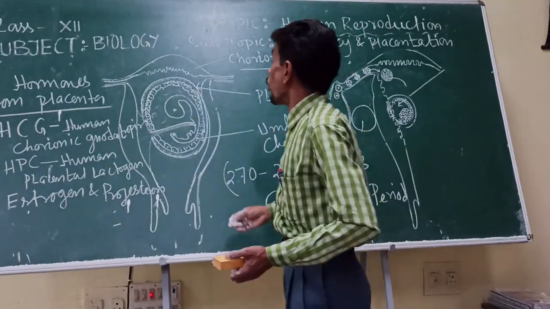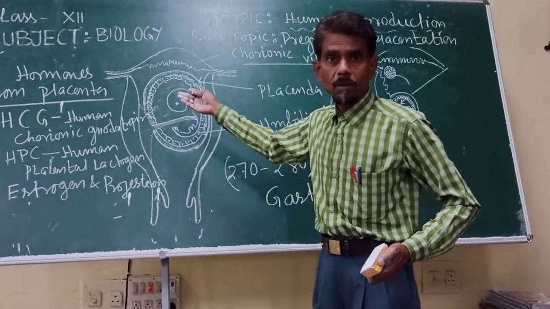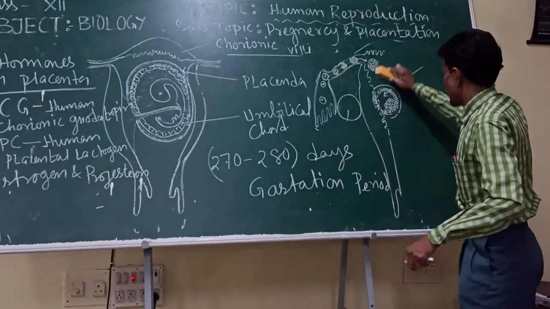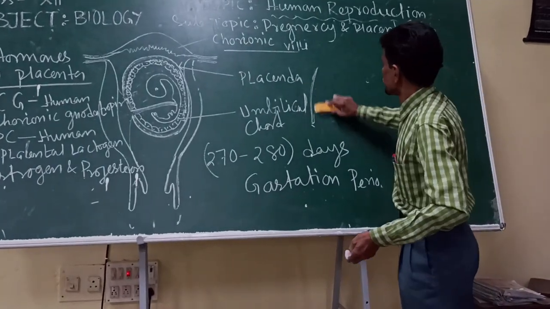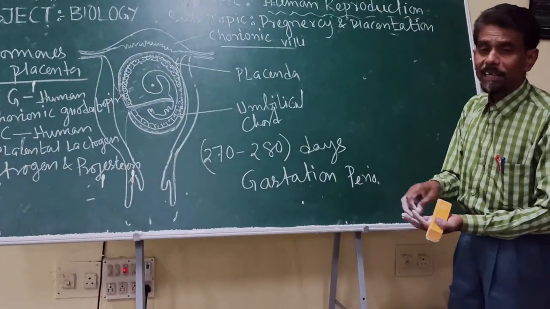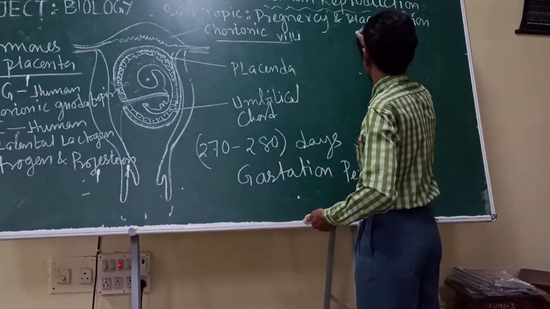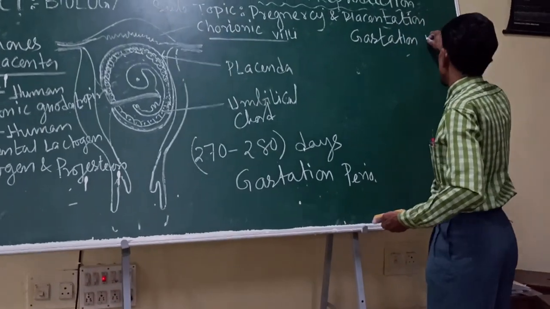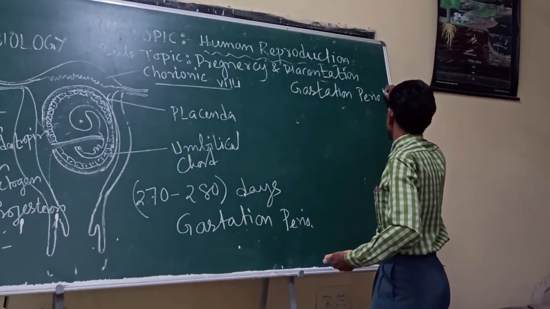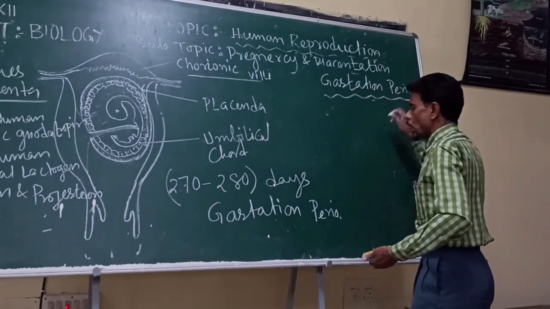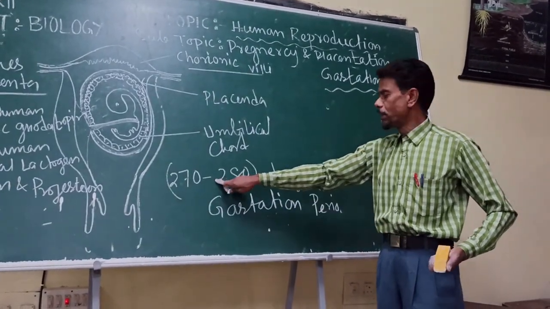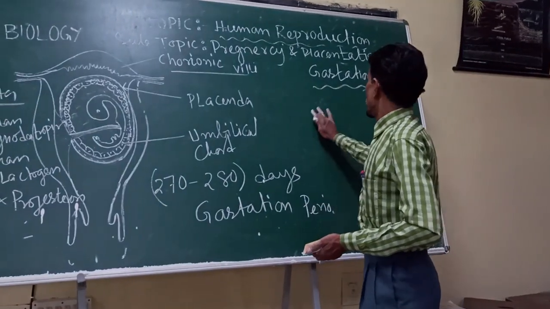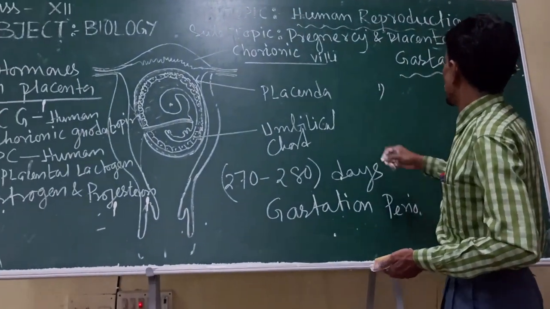Now, what are the organs developed in different periods of gestation? At the end of the gestation period, how long will it continue? It will continue for 270 to 280 days, or almost we say 9 months. What are the organs that will form?